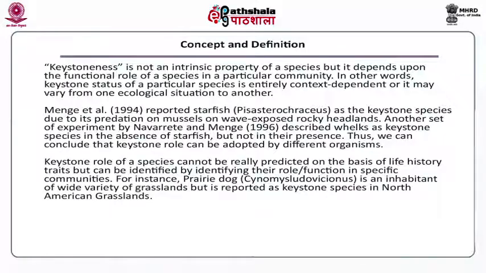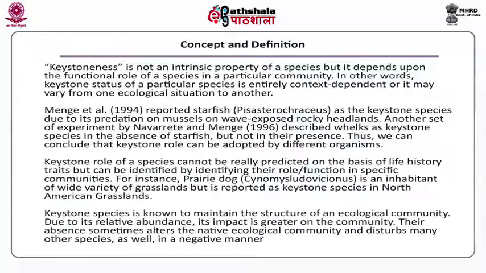Keystone role of a species cannot really be predicted on the basis of life history traits, but can be identified by identifying their role or functions in a specific community. Let me give you some examples. Prairie dog is an inhabitant of a wide variety of grasslands, but is reported as a keystone species in North American grasslands. Keystone species is known to maintain the structure of an ecological community.